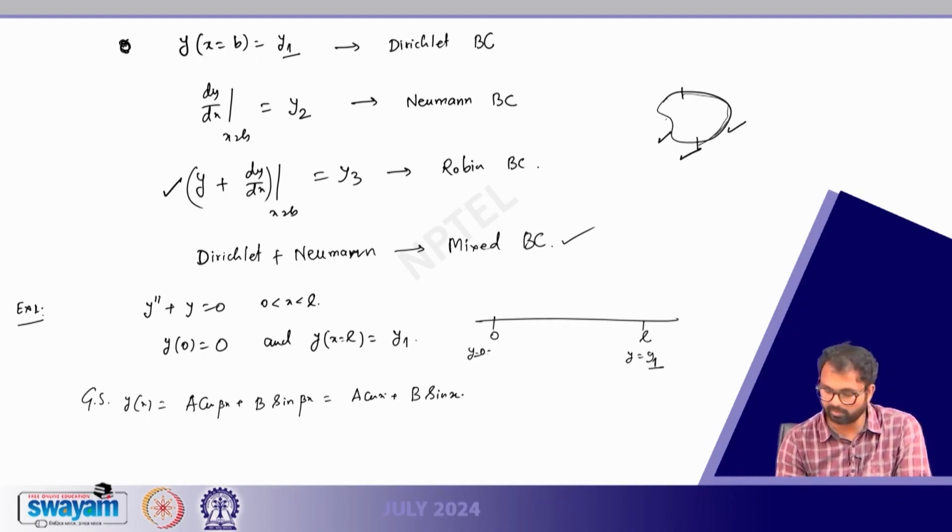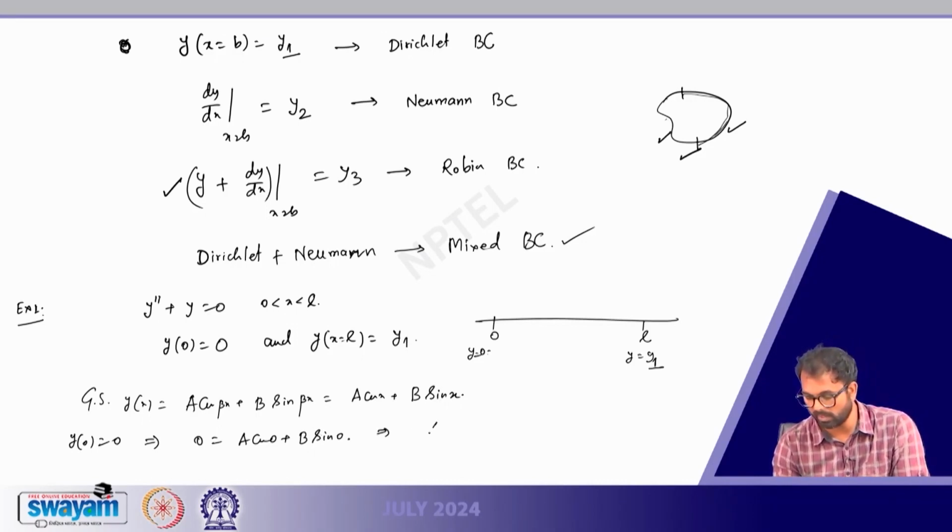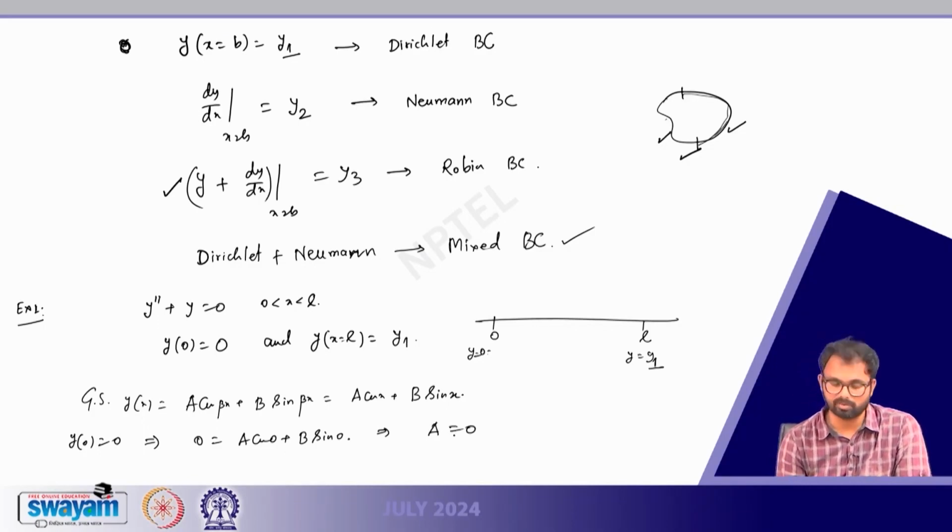If we try to determine a and b, y at 0 equals 0, so I can substitute x equals 0. So, y at 0 equals 0 means a cos 0 plus b sin 0. Now b sin 0 is 0, so b into 0 is 0. From here it will imply that a into cos 0, that is 1, so therefore we will have a equals 0.